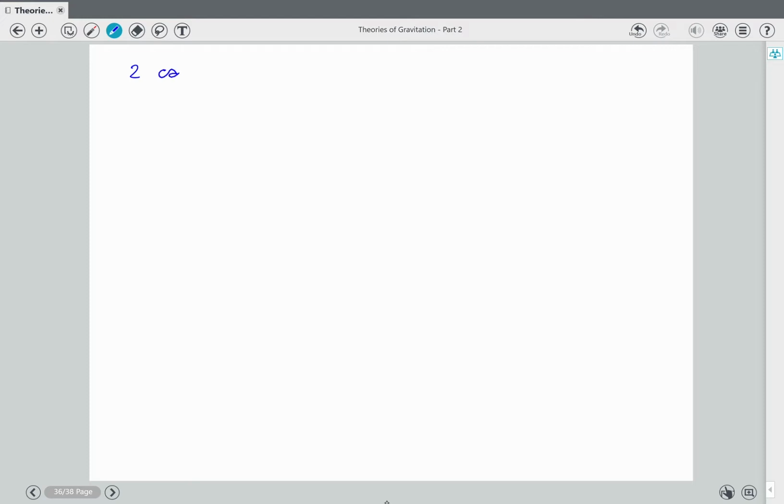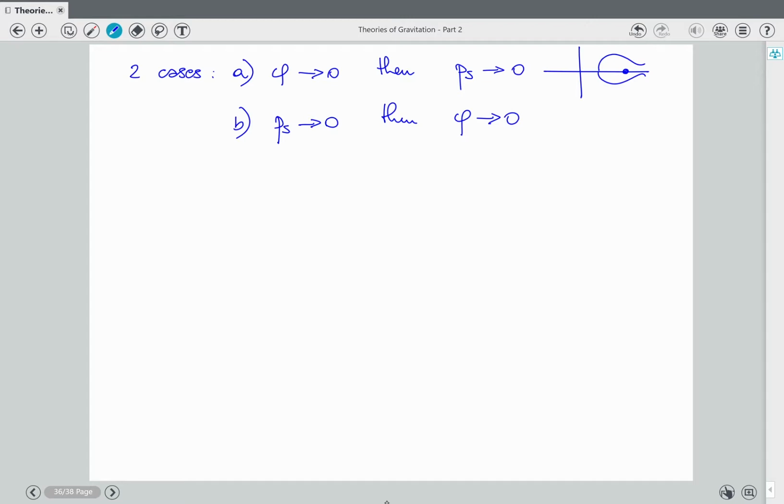So we have two cases. Phi goes to 0, then PS goes to 0, or PS goes to 0, then phi goes to 0. So phi going to 0 means that you compute inside, you don't have any Wick rotation, you don't have any phase, you compute there, and then you deform. So you compute with the wrong domain, because PS is different from 0, and then you deform. Instead here, you first deform, and then phi goes to 0. And depending on phi going to plus or minus 0, you are rotating from above or from below. So those are two cases.